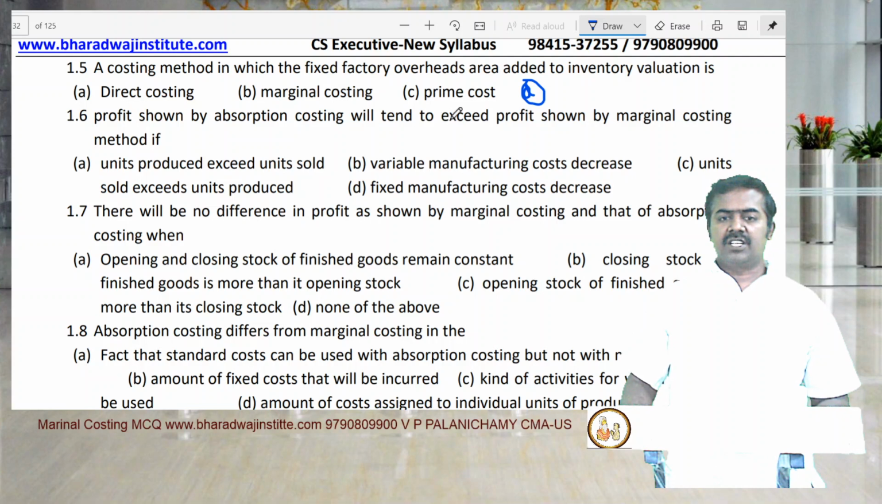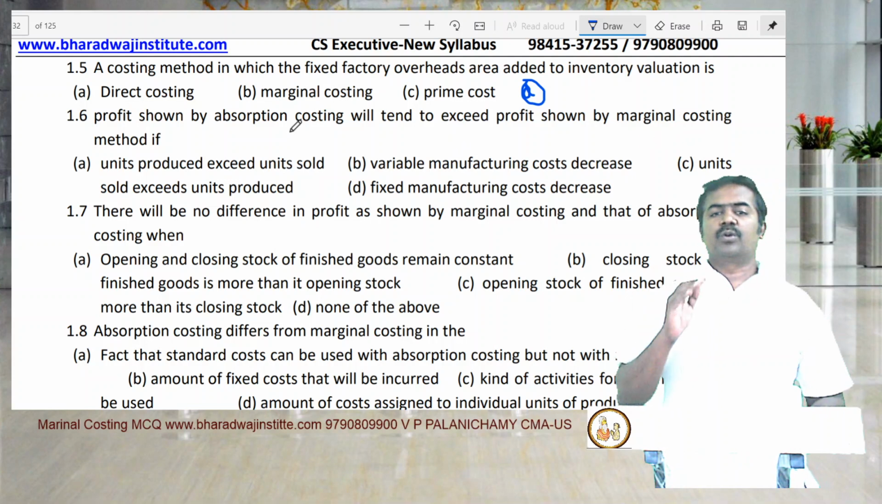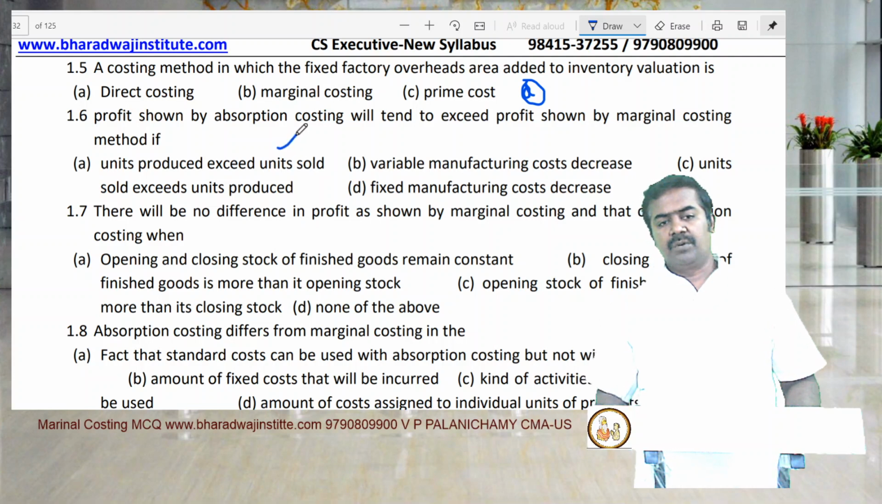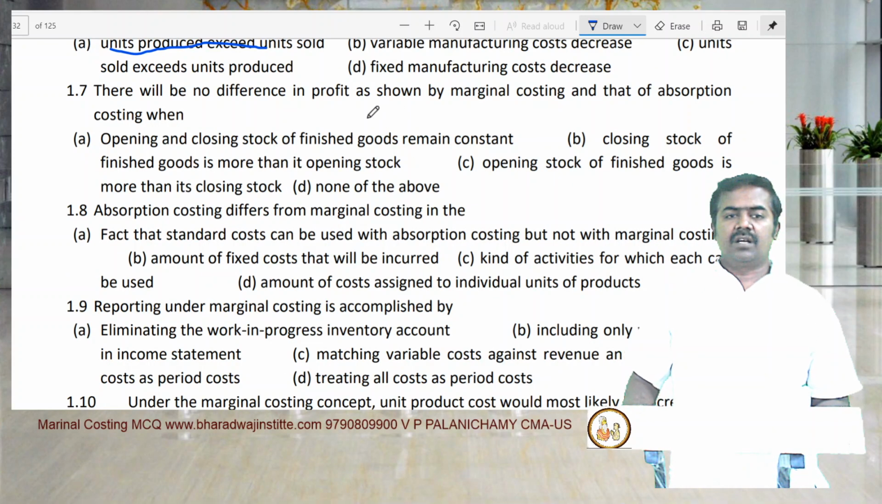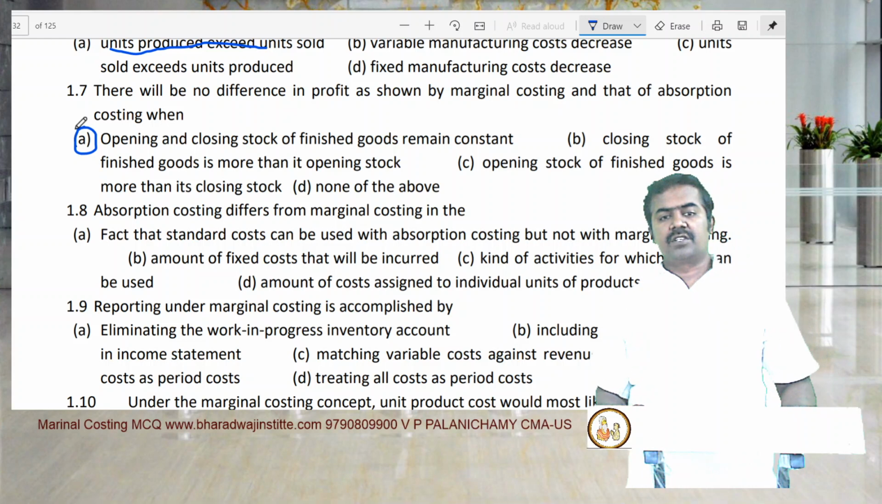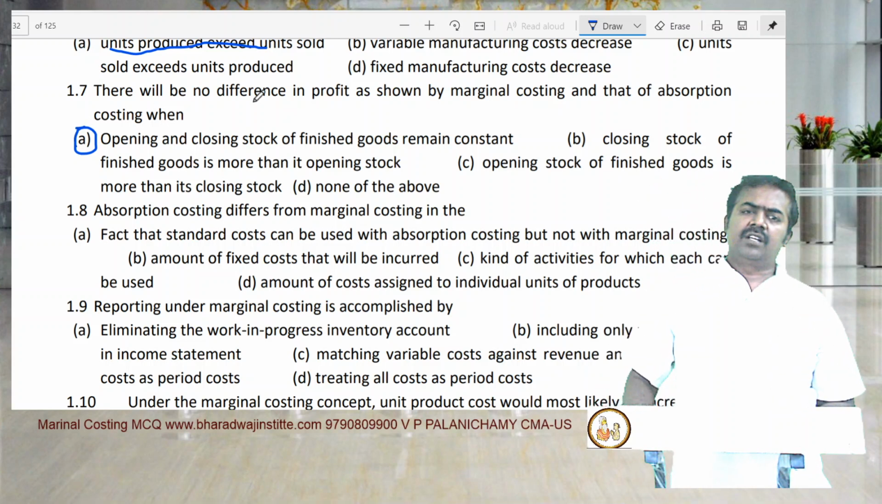Profit shown by absorption costing will tend to increase by marginal costing. That is, profit in absorption costing is more than marginal costing when production is more than sales. There will be no difference between marginal costing and absorption costing when they are equal, when opening stock and closing stock are equal. We had seen in the last class, when opening stock and closing stock of finished goods are same, profit under both the methods will be same.